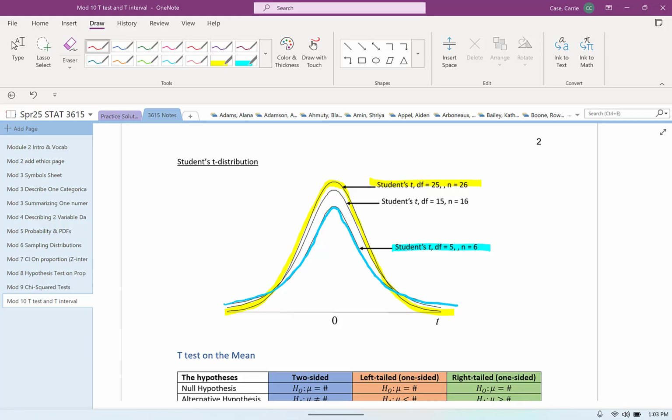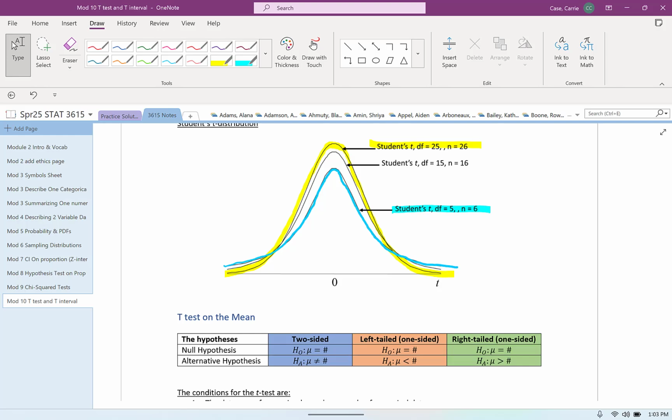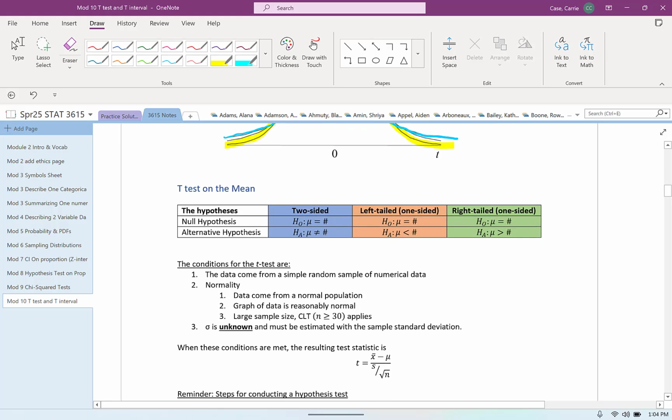As sample size gets bigger, this looks more and more like the normal, and we don't particularly care if we've had to estimate the standard deviation. Some people will use a different distribution when you have a very large sample size. I use the t-distribution if I've estimated sigma no matter what.